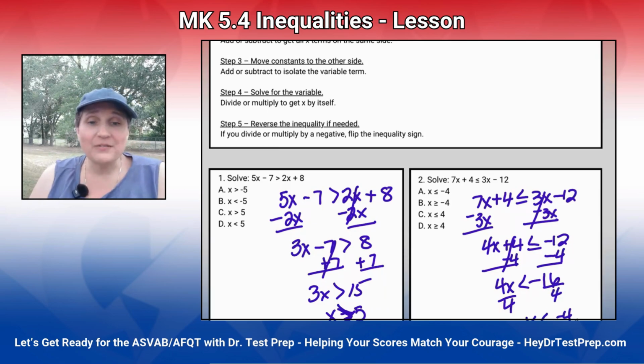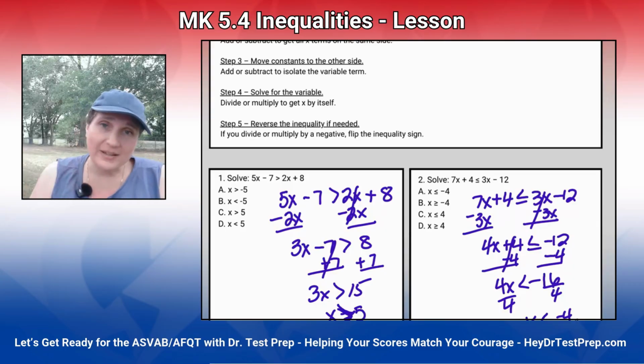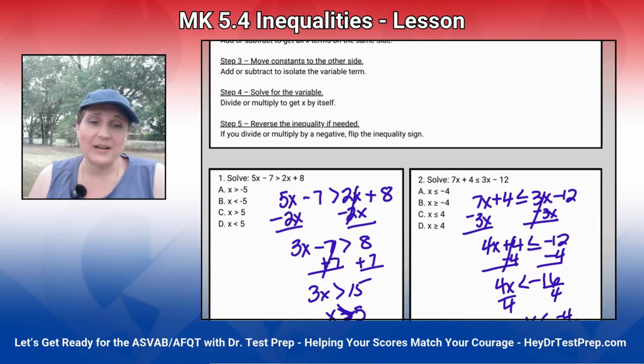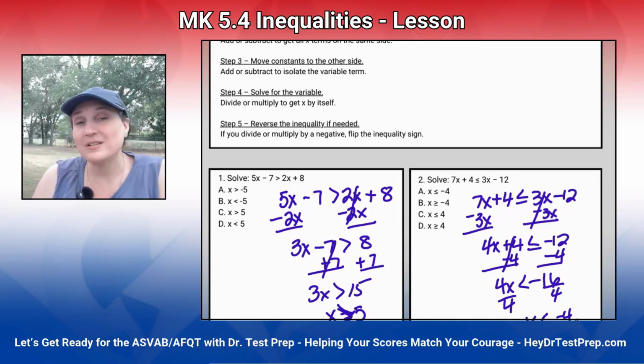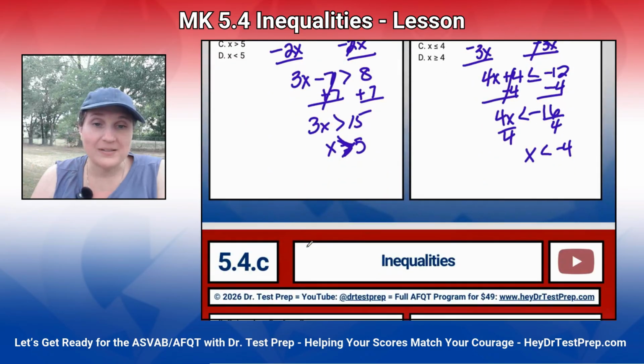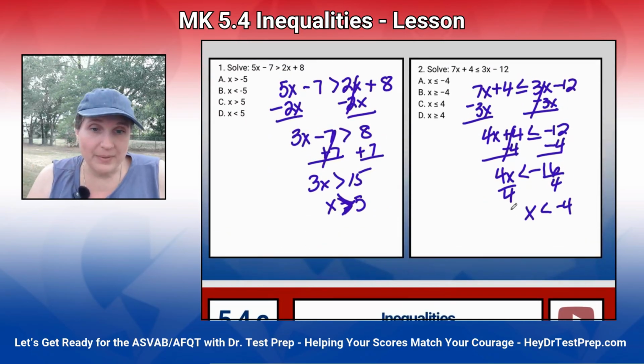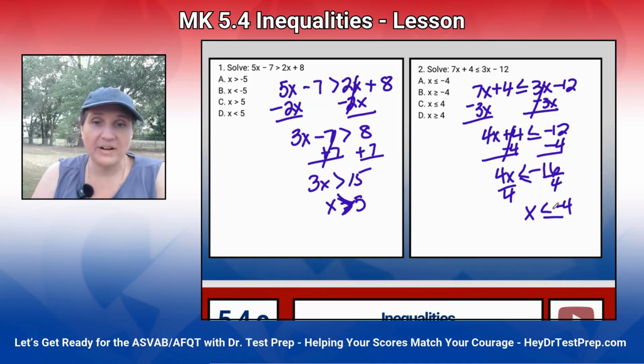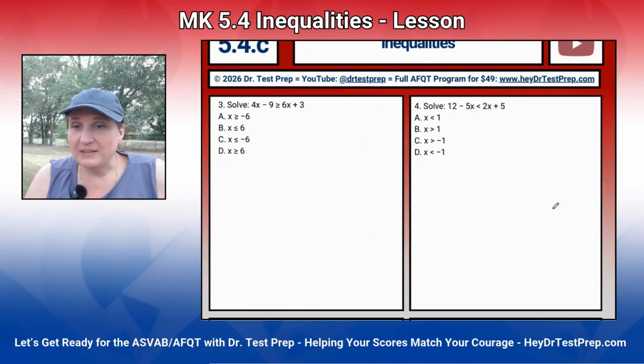All right, what did I do first? Subtracted 3x from both sides so I can isolate the variable. Then I subtracted 4 from both sides so I could get the 4x by itself. Then I divided by 4. I did not flip the sign because even though the answer is -4, I wasn't dividing by -4. I was dividing by a positive. And I forgot to put my little lines underneath. There you go. All right.